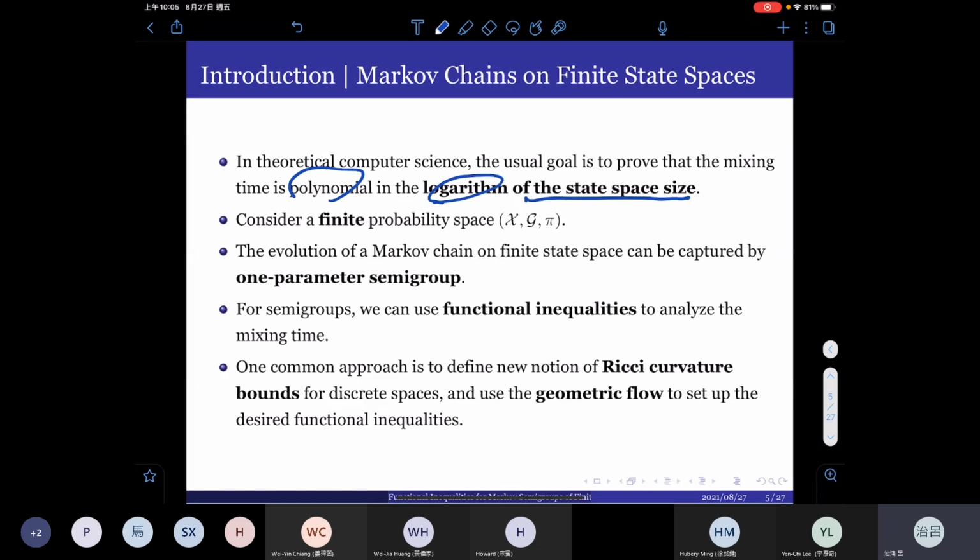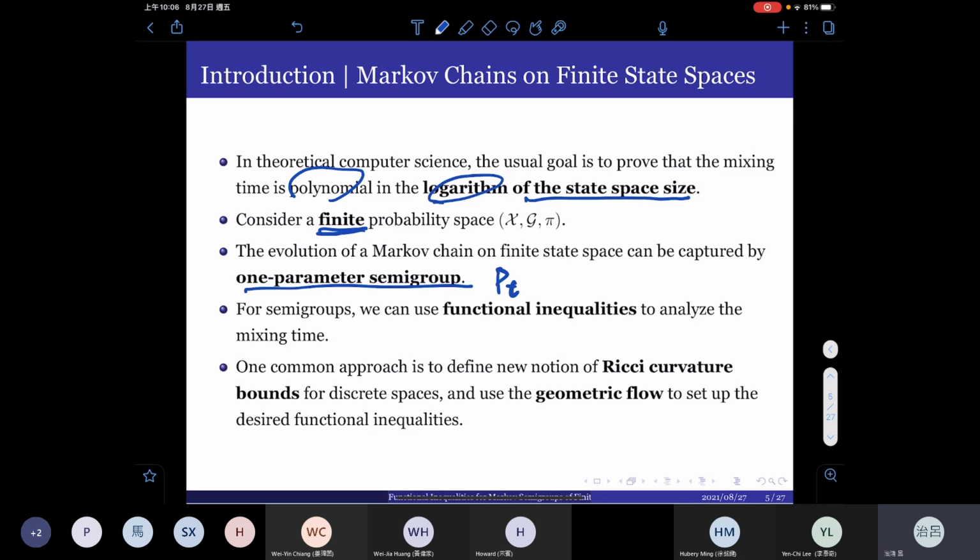Even in mathematical setting, we can study the infinite probability space, but for application, we usually consider a finite probability space. Here is our key point. It is well known that the evolution of a Markov chain on finite state space can be characterized by a one-parameter semigroup, that is P_t. And using functional inequality to analyze the mixing time is efficient.